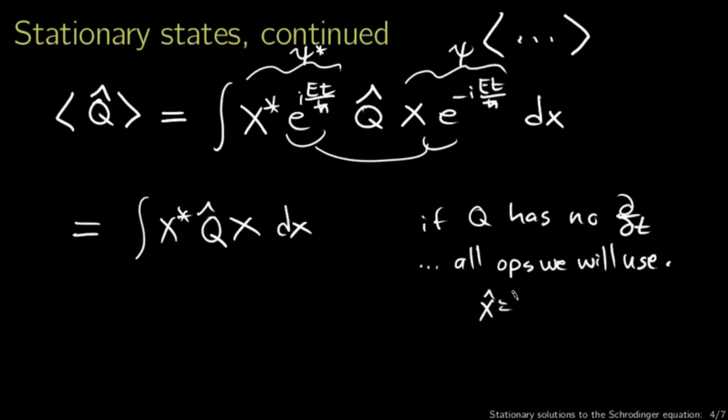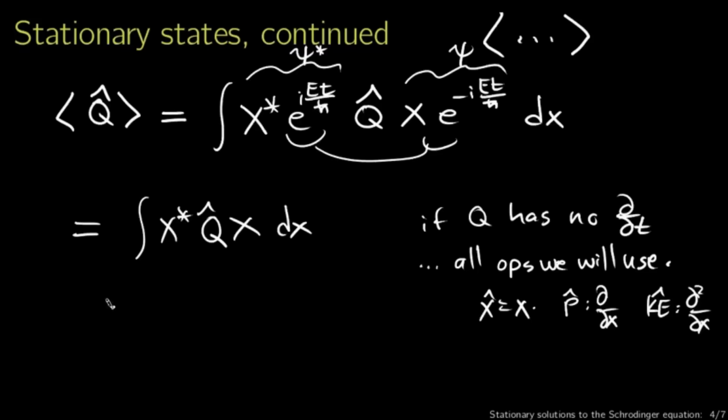Position, x hat, that's just multiplying by x. Momentum has to do with differentiation with respect to x. And then kinetic energy again has second derivatives with respect to position. There are no time derivatives in any of these physical operators that we'll be talking about here.